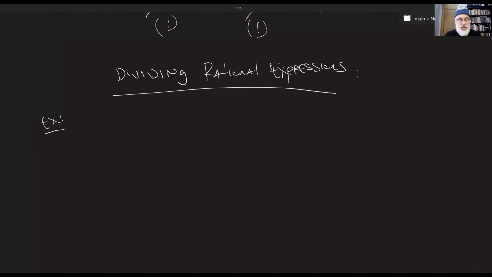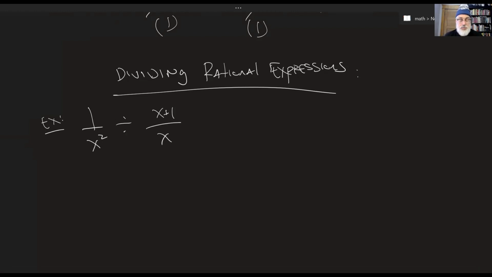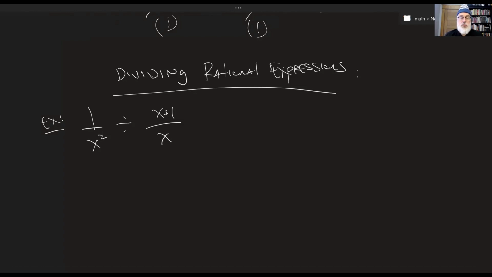So we're looking at examples. I could write out sort of an abstract rule for these, but I think it's best to look at examples. Examples help us apply. If you look at these as being algorithmic in some way, that if you have different polynomials, you could go through the process and not have too much of a hard time. So what we have here is 1 over x squared divided by x plus 1 over x.